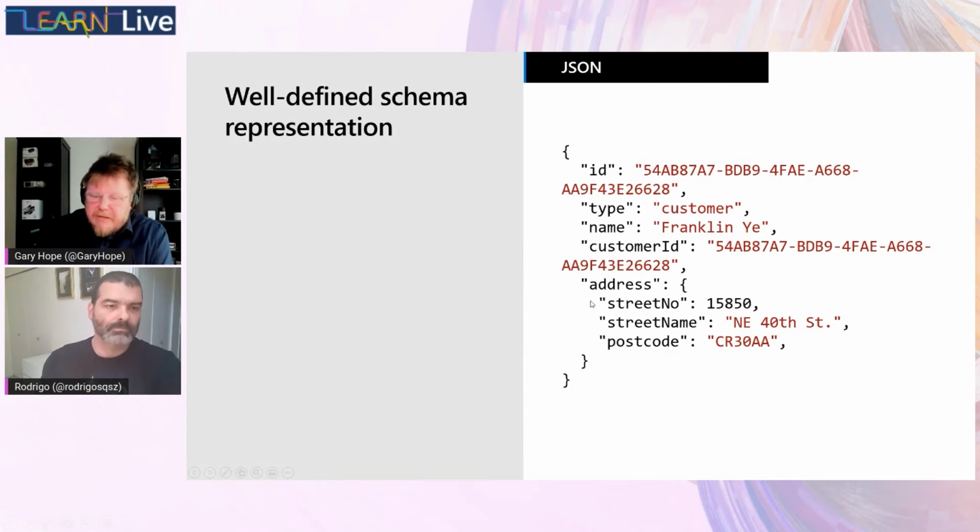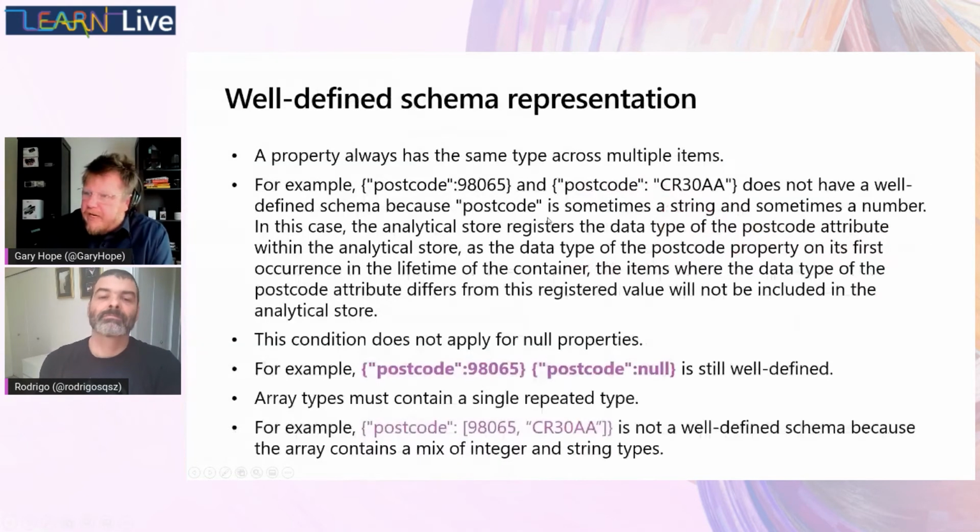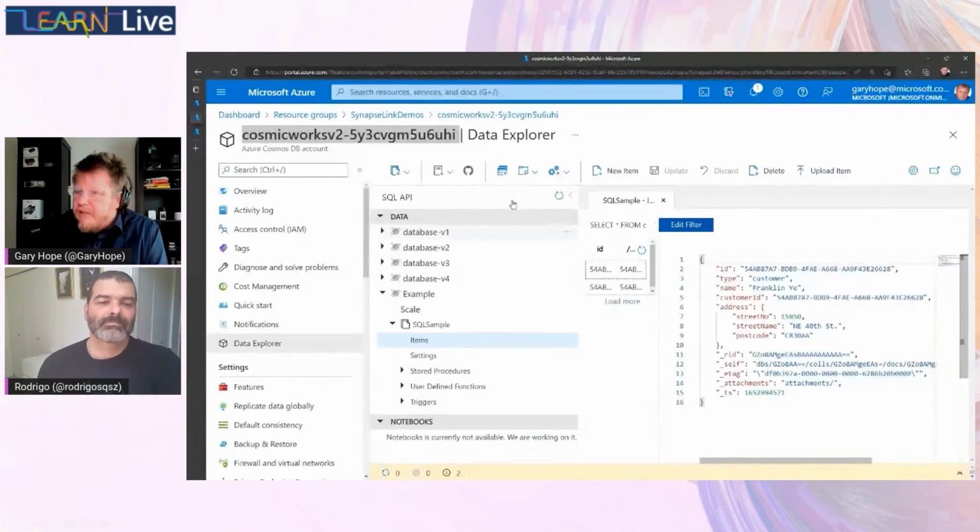document. Now, if another version of this document came along and it had a string defined here, that would be a challenge for us. And these are some of the rules that Rodrigo was referring to in terms of how we do that mapping and which takes precedence in the well-defined schema. Let's have a look at it practically rather than in theory. Let's drill in and actually have a look at an example.